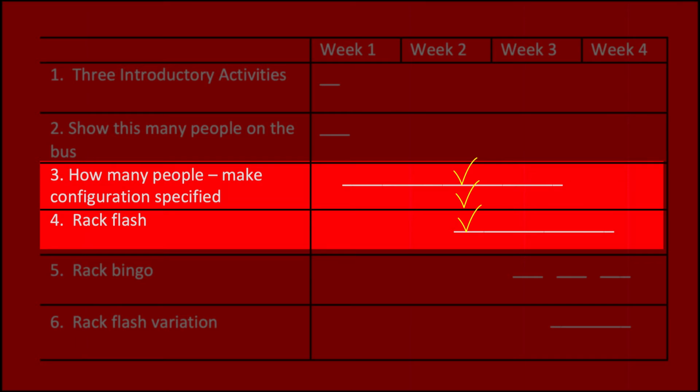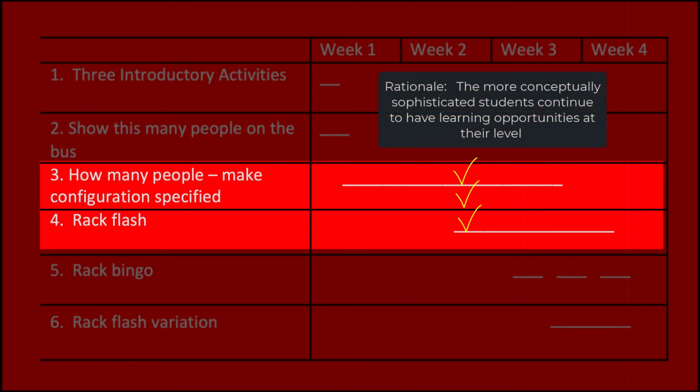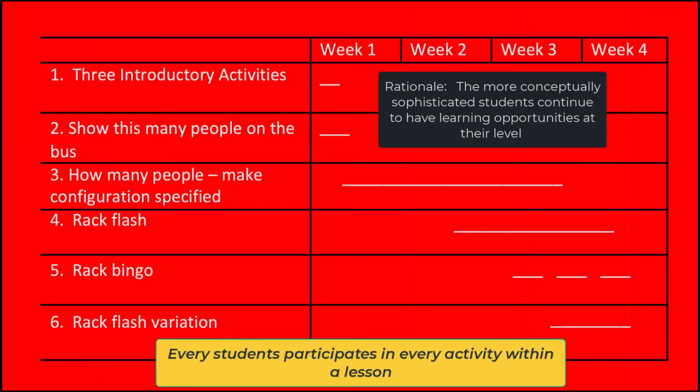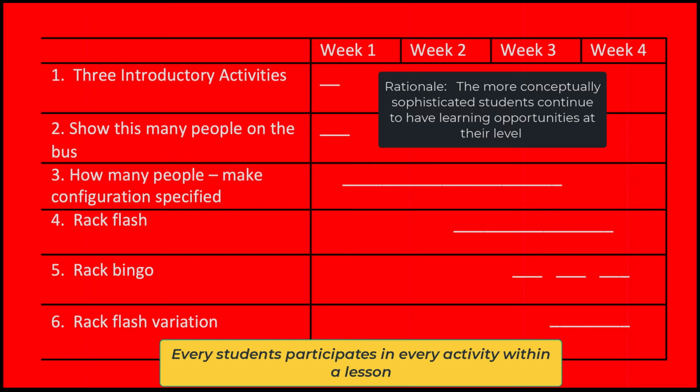The rationale for including several different instructional activities that have differing conceptual demands within the same lesson is that by doing so, the teacher ensures that the more conceptually sophisticated students within the class continue to have learning opportunities at their level. At the same time, other students within the class continue to progress in their own conceptual development because students always participate in ways that are personally meaningful to them. We want to be clear that we are not misunderstood on this point.